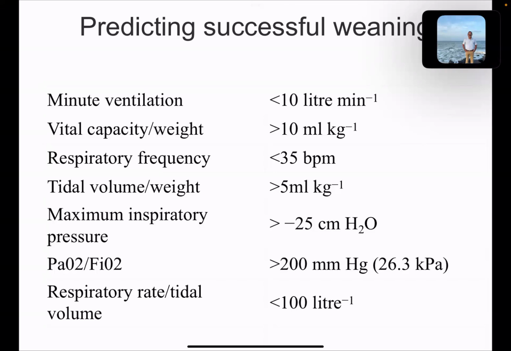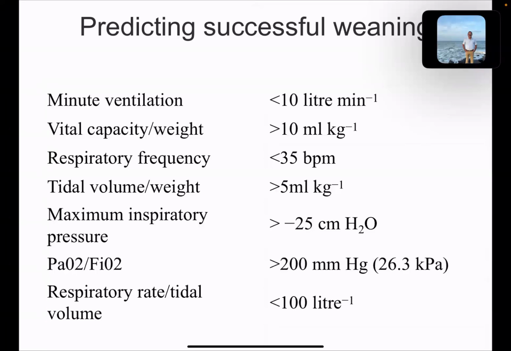If it is more than 10 ml per kg, you can go straight for extubation. Next is respiratory frequency, or respiratory rate. Ideally there should not be any tachypnea, so less than 35 breaths per minute. Tidal volume by weight, which you have to calculate, should be more than 5 ml per kg. Maximal inspiratory pressure is the amount of pressure needed to keep the alveoli open; it has to be more negative than minus 25 centimeters of water.